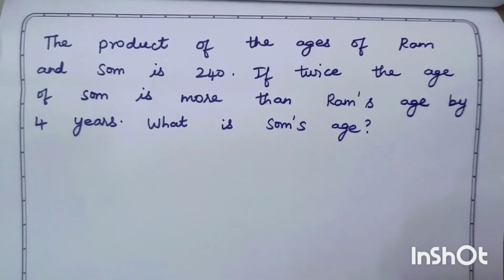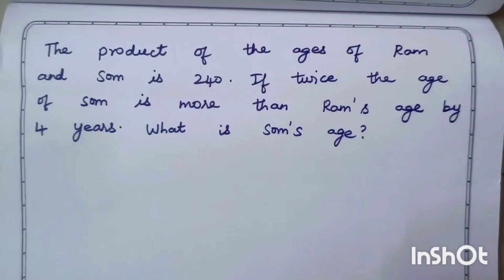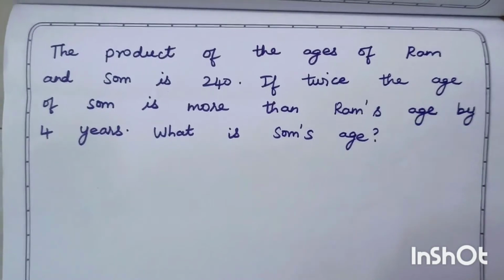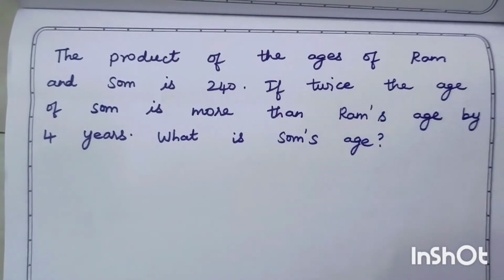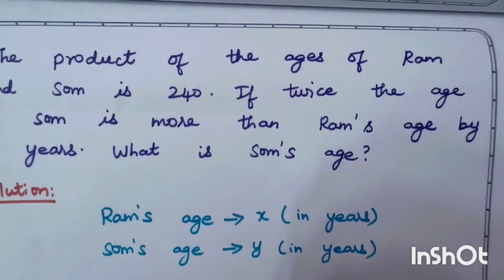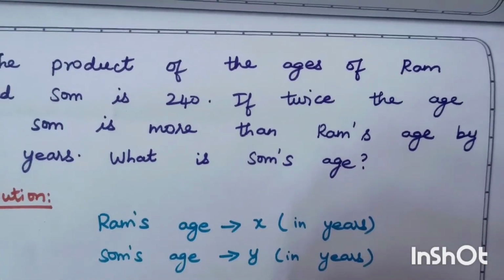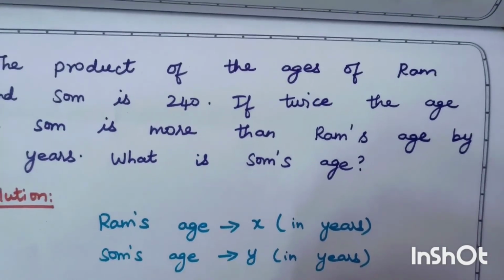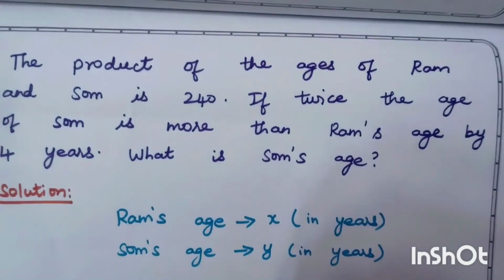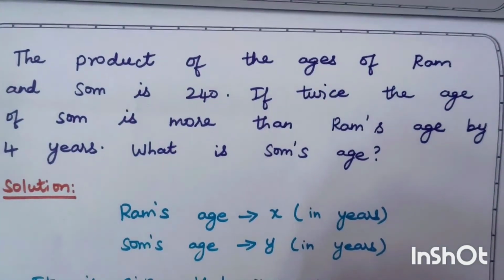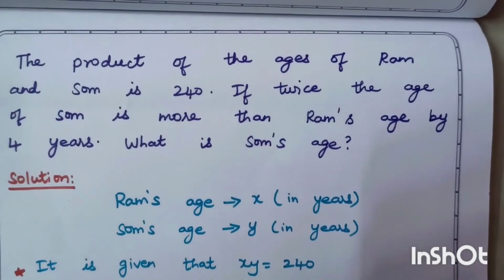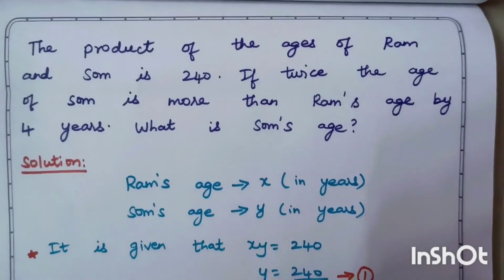It is given that the product of the ages of Ram and Som is 240. If twice the age of Som is more than Ram's age by 4 years, what is Som's age? This is the question. Let us find out the solution for this particular question. Here, let us take Ram's age as x in years and Som's age as y in years. And in the question it is given the product of the ages of Ram and Som is 240. That is x into y is equal to 240. So y is equal to 240 by x, right? So we take it as the first equation.